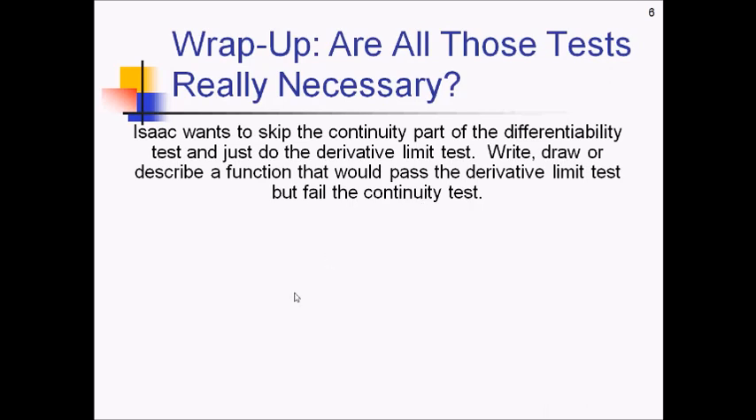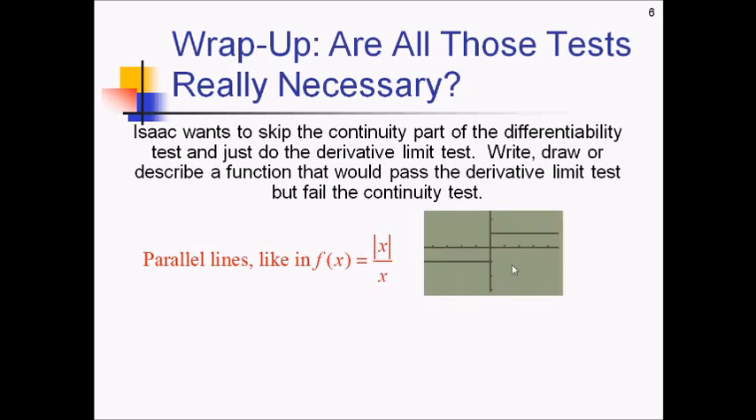All right, so some examples I came up with. We have parallel lines like in the function absolute value of x over x, which looks like this. You're approaching the same slope from the left and the right as you get closer to 0, but clearly there's a discontinuity here, a jump discontinuity, which means we would not actually be differentiable.